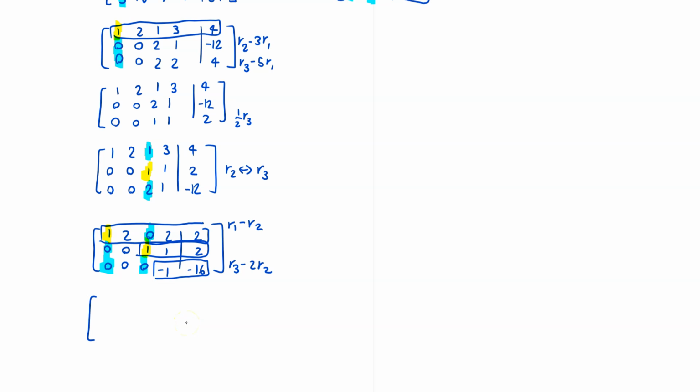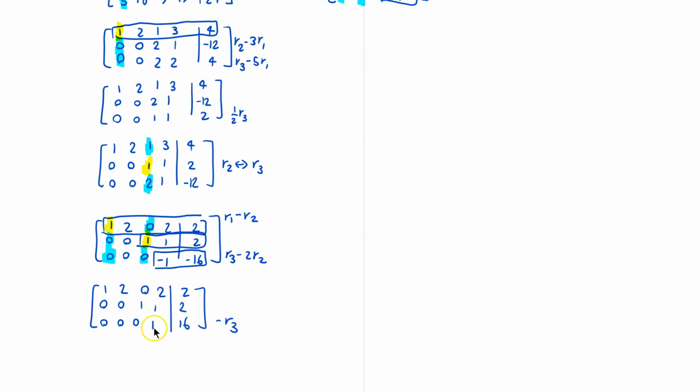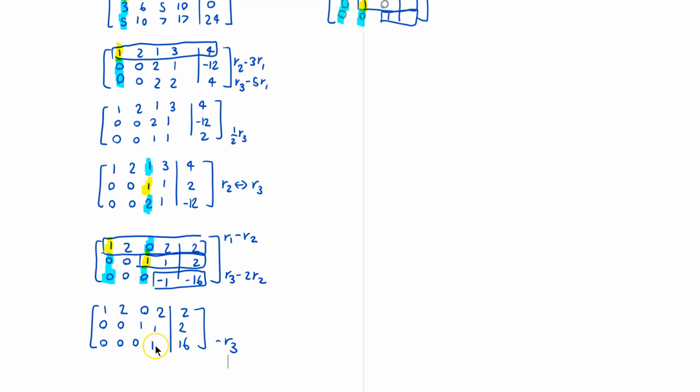So if I do that, I'm gonna get, let me see, 1, 2, 0, 2, 2, and then 0, 0, 1, 1, 2, and then 0, 0, 0, 1, 16. So this is just negative of row 3. Good. So here, almost everything is all set except that.